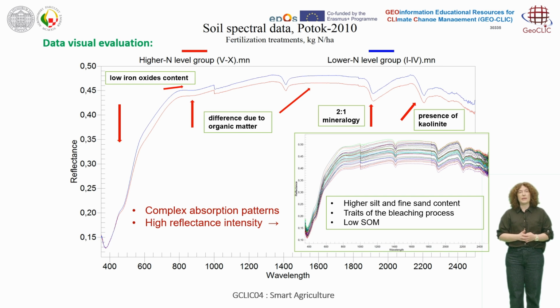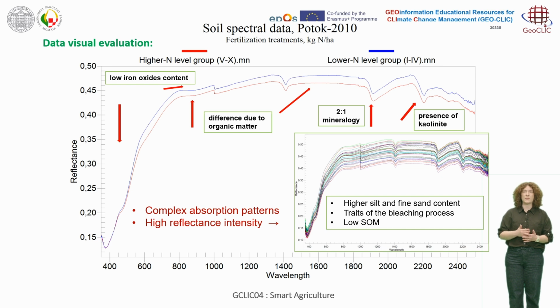For example, this red line is lower, so we had lower reflection when the soil has more soil organic matter or organic carbon content. And this was obtained on the treatments with the higher nitrogen fertilization group. In these treatments, we always had higher yield. We can find different absorption features here.